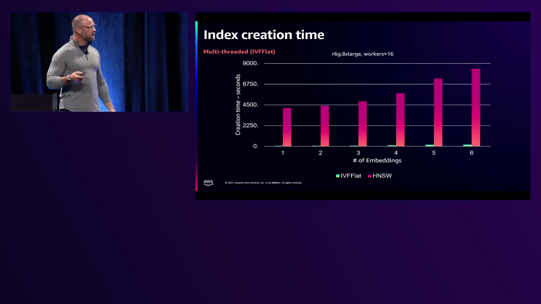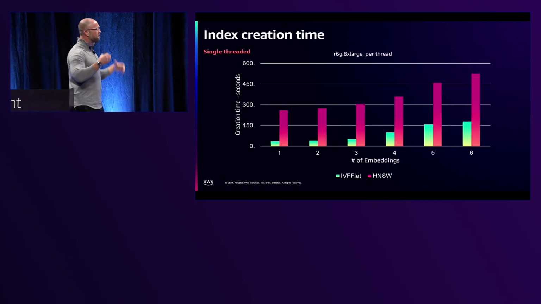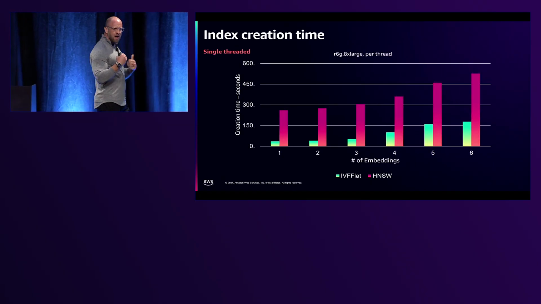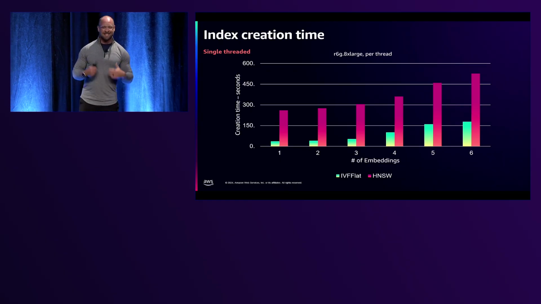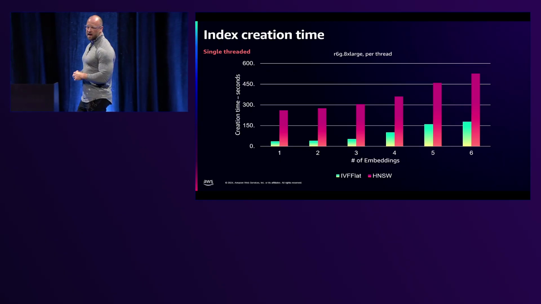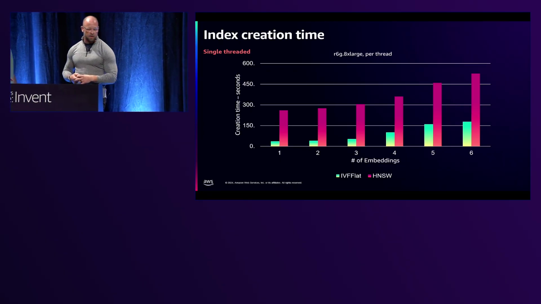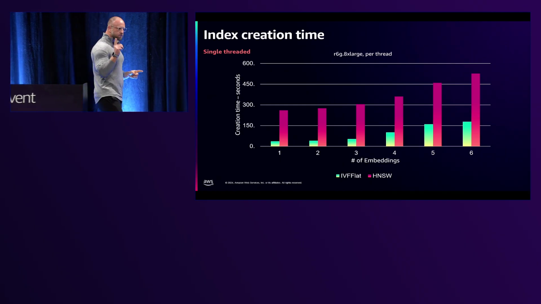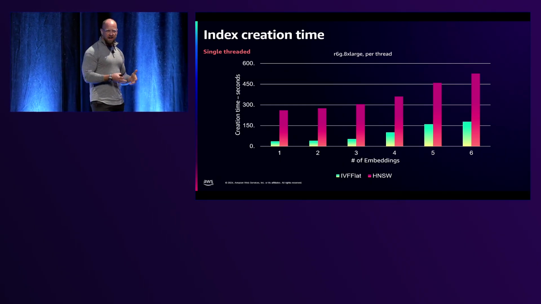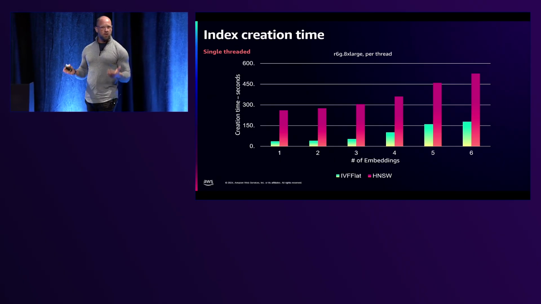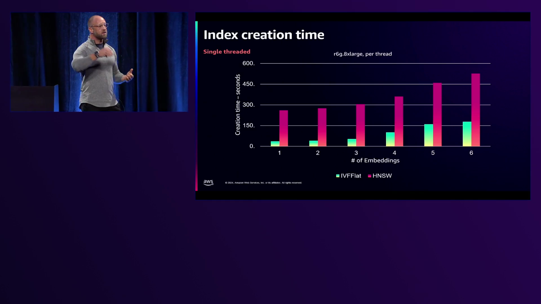But what if we accommodate for that? Like, what if we say on an individual thread level, how much faster is it? Well, even on an individual thread level, IVF flat is significantly faster than HNSW. So there is a trade-off here. However, remember, with IVF flat, we have to have data, or we should have data, before we create that index. Whereas with HNSW, it doesn't have to be pre-trained. We can create the index first and then insert the data.